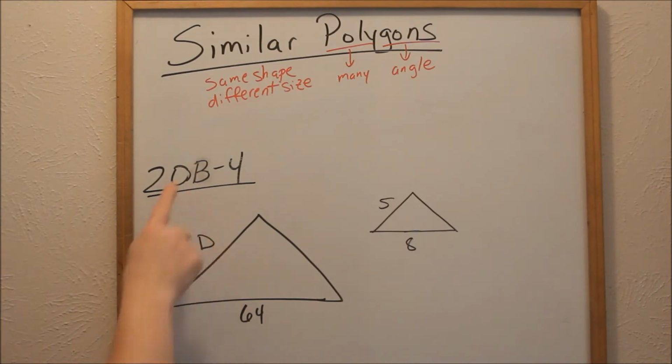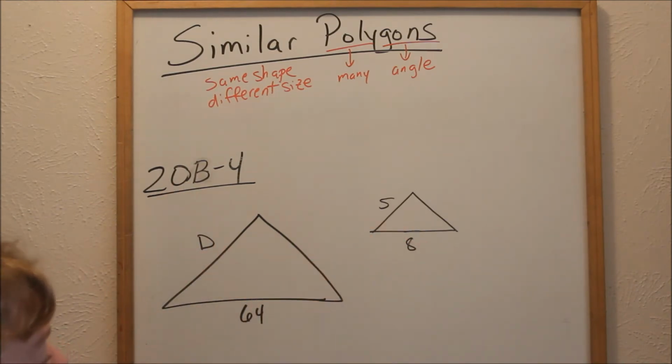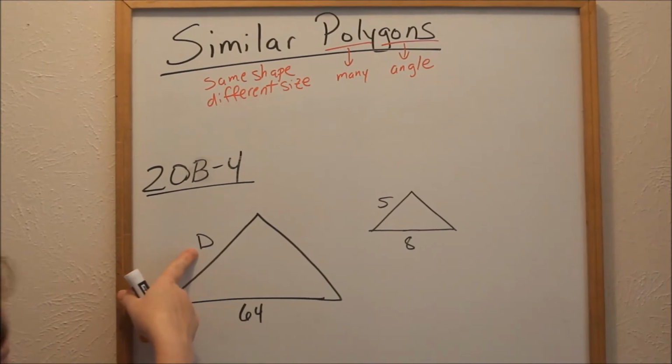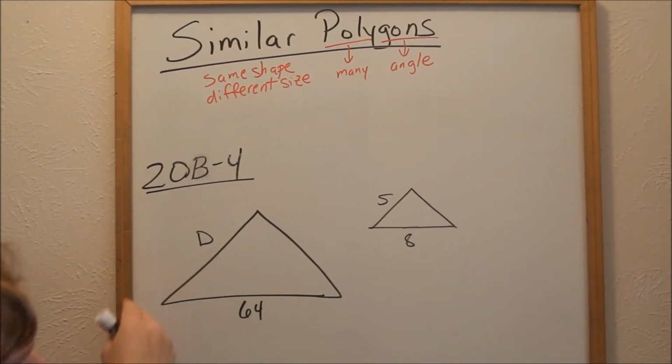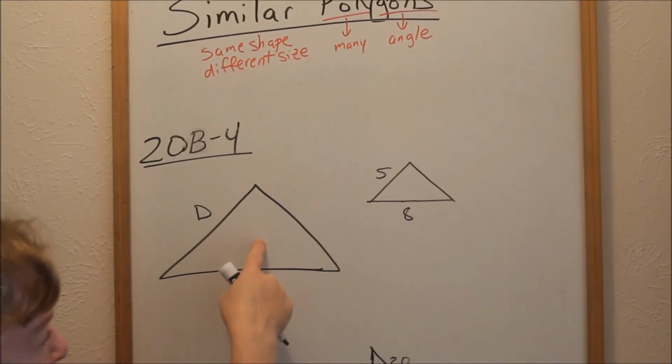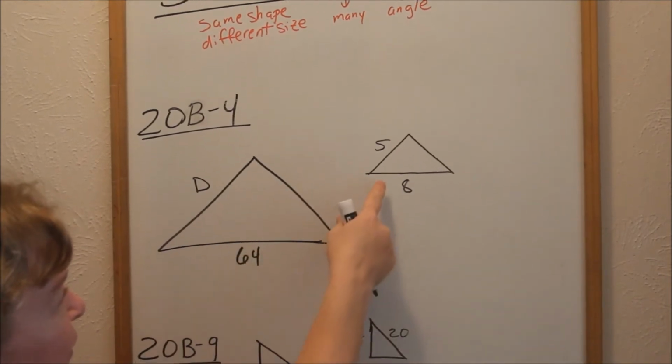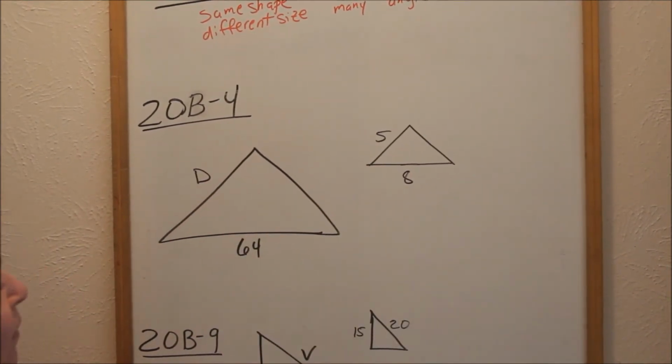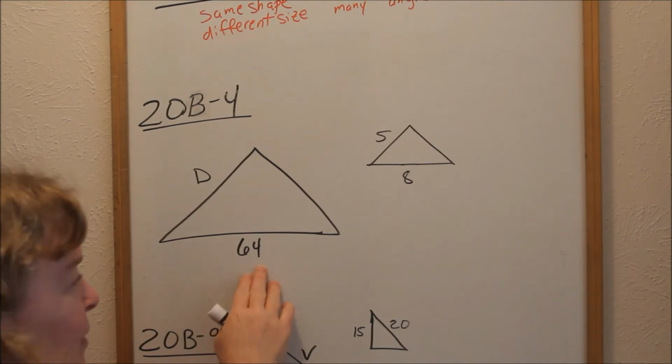Look at 20b number 4. We have two triangles. They are similar because they're the same shape, but they're not the same size. So the way that we're going to work this, we're trying to solve what D is. What is this size? There's more than one way to work these. This triangle is proportionally bigger than this one. But your numbers won't always work out to be whole numbers.